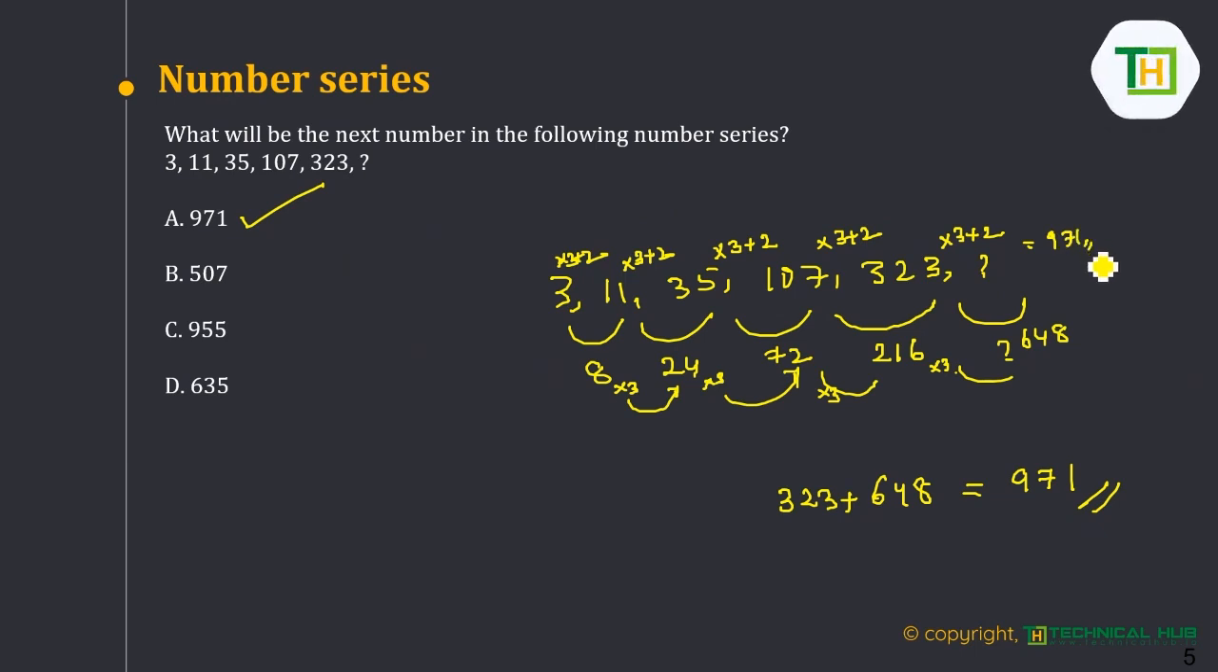Okay, 969 here. 23 threes are 69, and 3 threes are 900. Sorry, 3 times 300 means 900. So 969 plus 2 is 971. Okay.